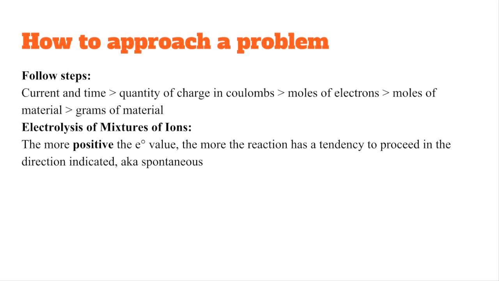You look at the current and time, and you would convert that using the quantity of charge in coulombs. Then, using the moles of electrons, you would convert those moles of electrons into the moles of material, and from that you would use the molar mass to convert to the grams of material. For an electrolysis of a mixture of ions, the more positive the E value is, the more the reaction has a tendency to proceed in the direction indicated, which also means that it's spontaneous.